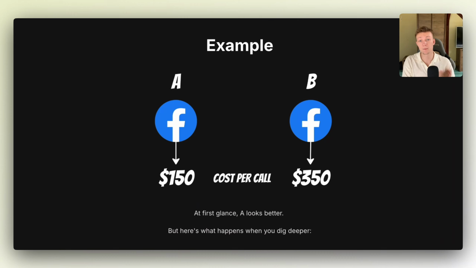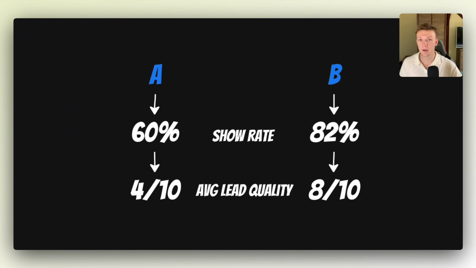So we have campaign A and campaign B. Let's look at the cost per call. Campaign A, $150 per call. Campaign B, $350 per call. Now, at first glance, it might seem like campaign A is overperforming campaign B, but when you actually dig deeper, what you find is that campaign A has only a 60% show rate and 4 out of 10 average lead quality. But on the other hand, campaign B has an 82% show rate and 8 out of 10 average lead quality.